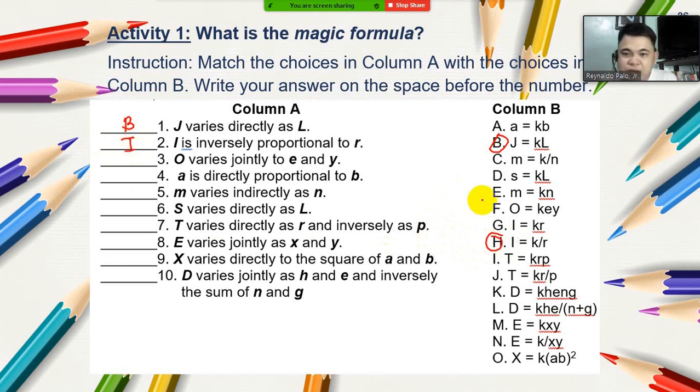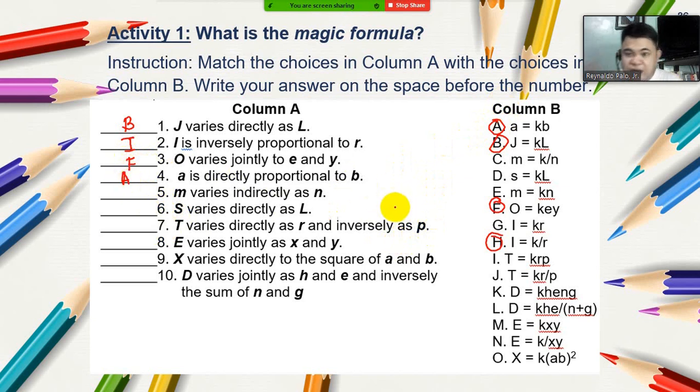Next, number 3. O varies jointly to E and Y. Which among the following is the correct answer? The correct answer is F. When we say joint, it's also direct. F, which is O equals KEY. Number 4, A is directly proportional to B. This is a typical example of direct variation. So therefore, the answer is A, which is A equals KB.